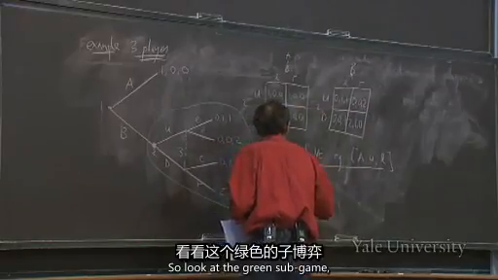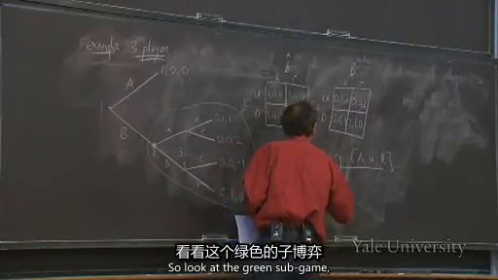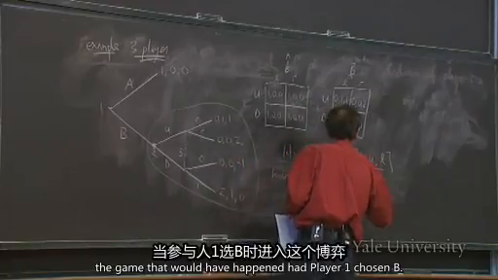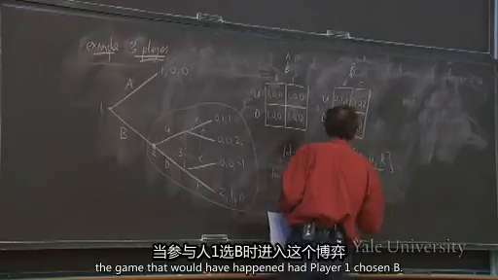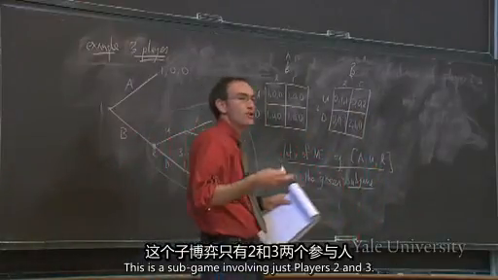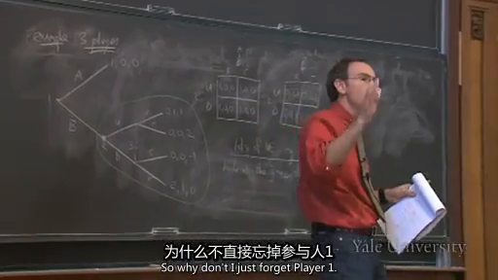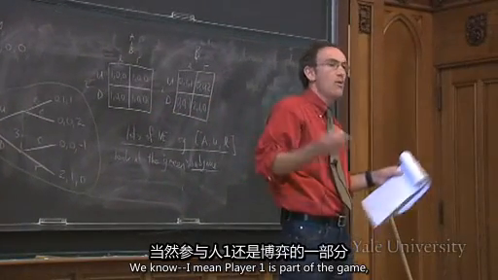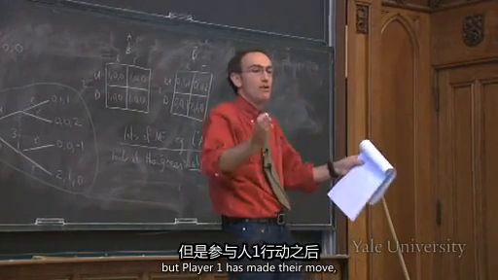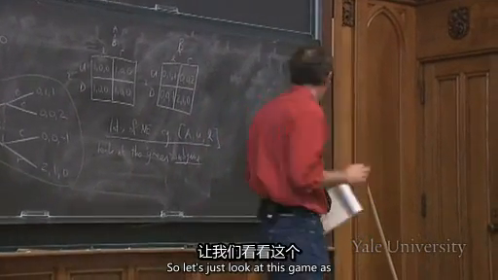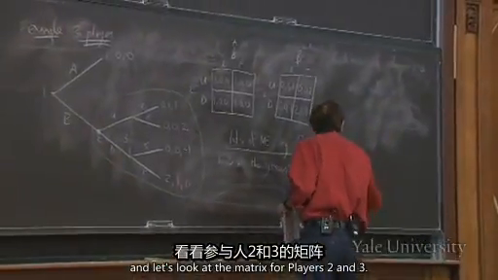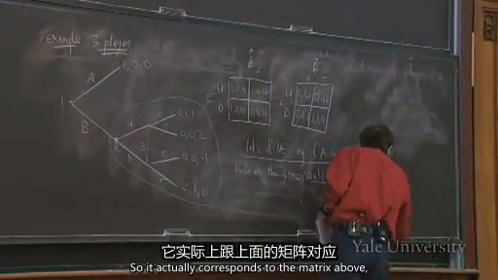So look at the green sub-game. The game that would have happened had player 1 chosen B. This is a sub-game involving just players 2 and 3, so why don't I just forget player 1? We know player 1 is part of the game, he's getting payoffs, but player 1 has made their move, they're not really involved anymore. So let's just look at this game as a game involving players 2 and 3, and let's look at the matrix for players 2 and 3.